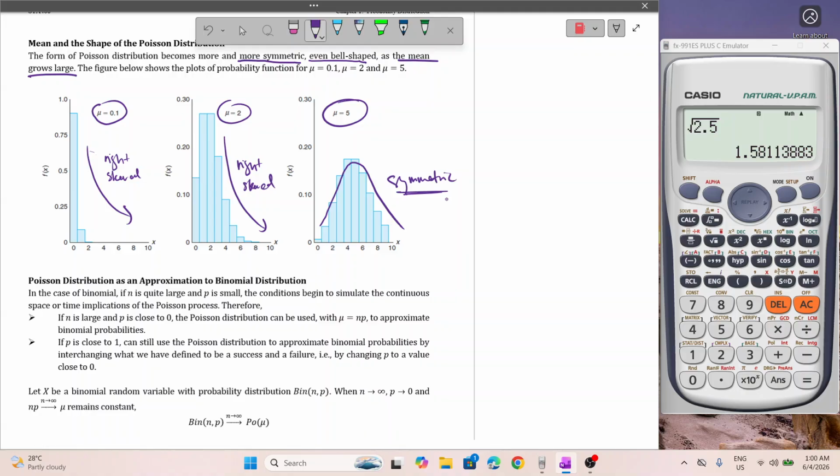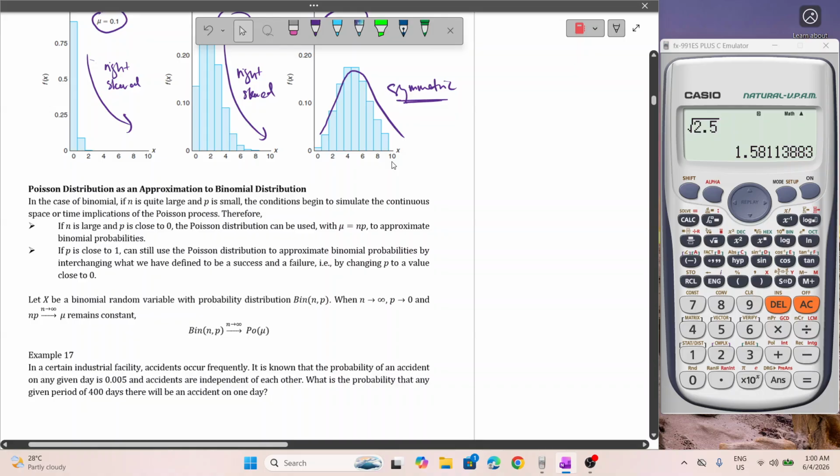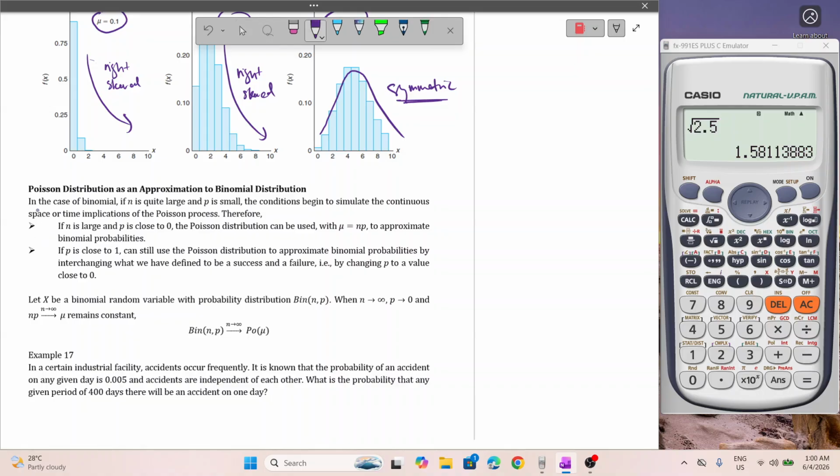So having said that, in the case of binomial, if n is quite large and p is small, the condition begins to simulate the continuous space or time implication of the Poisson process. So, in other words, we can say that in certain conditions, we will discuss the condition after this.